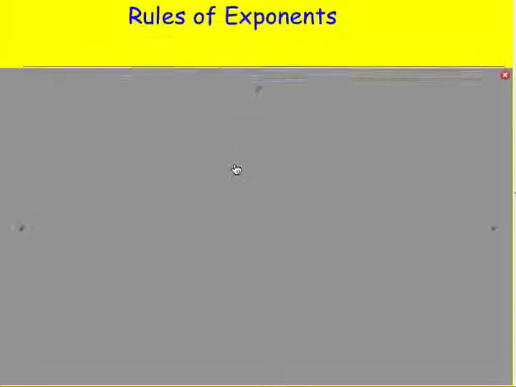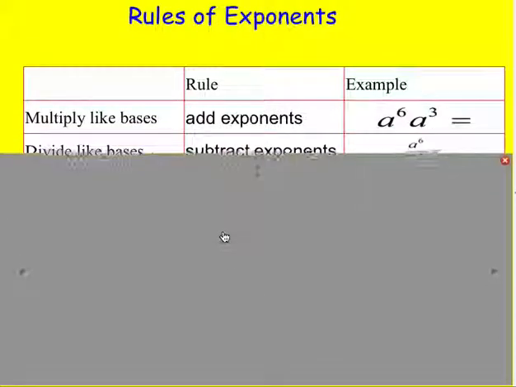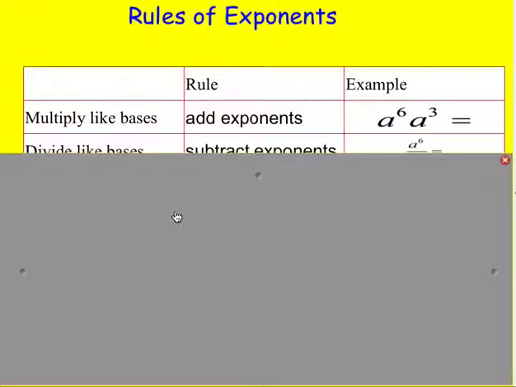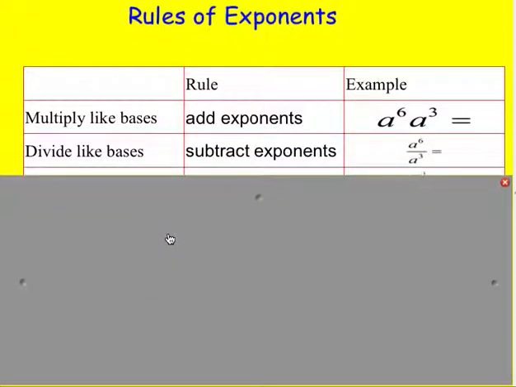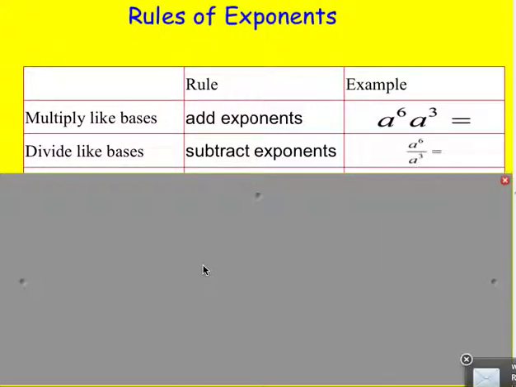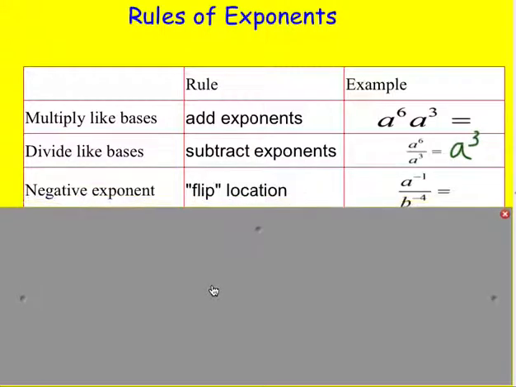So first of all, some of these we've already talked about. We've talked about multiplying like bases. When you multiply like bases, you're going to add the exponents. That's what we worked on in the previous note sheet. Next, when you divide like bases, this is a new one. When you divide like bases, you want to subtract the exponents. So a to the 6 divided by a to the 3, we can subtract those exponents. 6 minus 3 is 3. So that's our final answer for that one. All we're doing is subtracting those exponents.